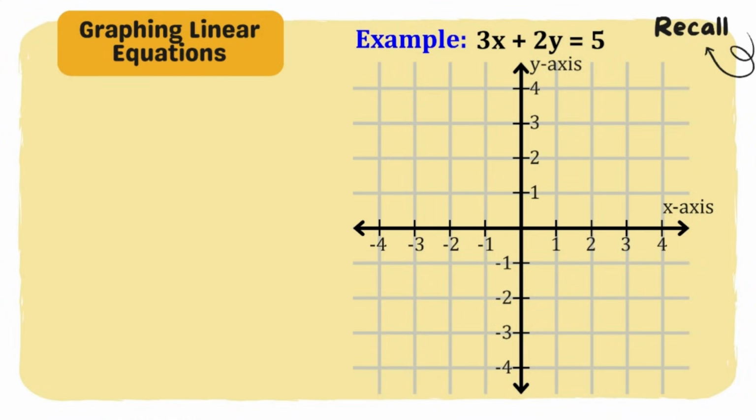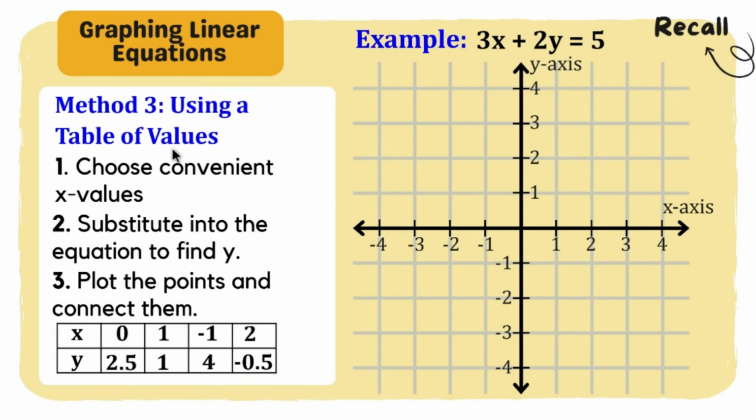Okay, now for the third method, just a short recap. For example, we have here 3x plus 2y equals 5. How do we graph this using the table of values? So we just need to choose convenient x values. So ito yung ating table of values. Let's say we have here x is equal to 0, x is equal to 1, negative 1, and then 2. Next, isa-substitute lang natin yung mga yan dito sa ating equation para makuha natin yung counterpart nila. So if we have x is equal to 0, what will be the value of y? So the value of y here in this case is 2.5. Assuming na nag-solve na po tayo at ito na po yung ating mga table of values.